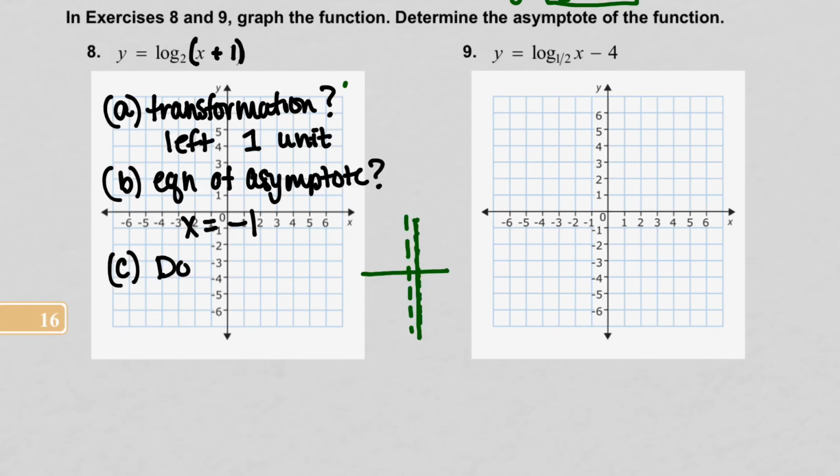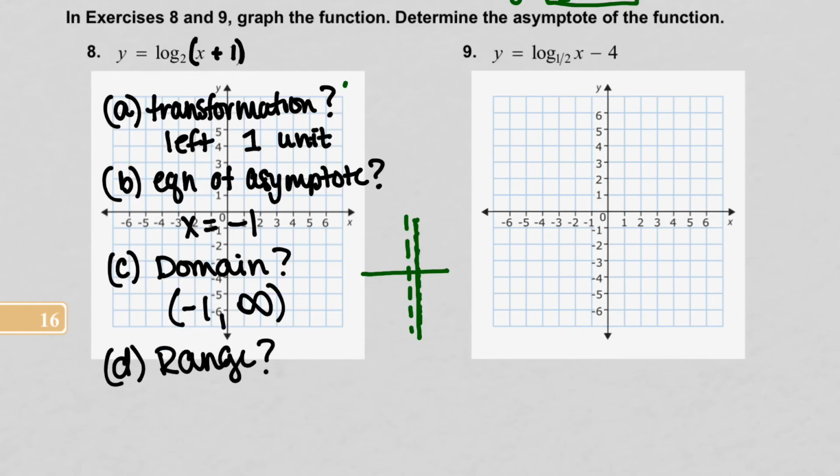And then what is my domain? We can see there it's never going to cross that asymptote, but it can continue on. And what is my range? Well, we know its shape allows it to go from -infinity to infinity. And then finally, let's do that last one. Again, it's a log. So we're going to have that same basic shape.